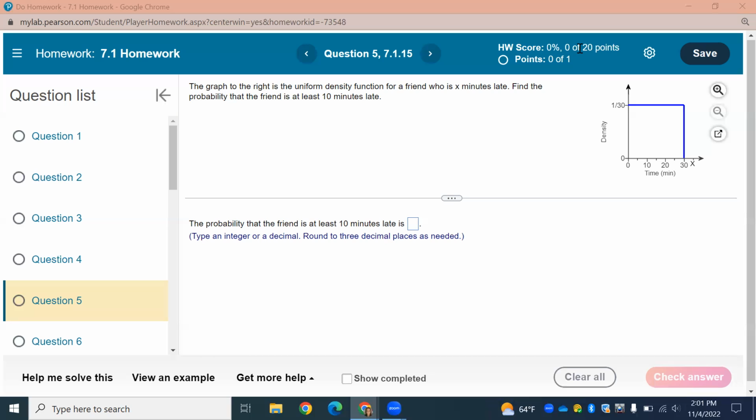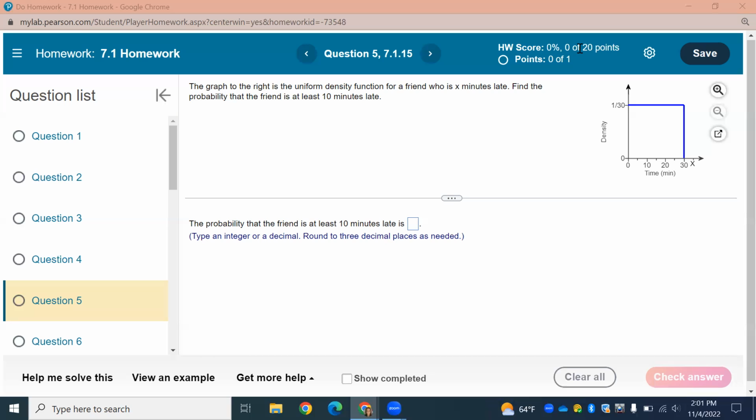Instead of adding up the heights of the bars, we have to find the area underneath the curve, or in this problem, it's not a curve, it's like a rectangle. So this problem is a uniform distribution, which means that whatever the continuous variable is, there's an equally likely chance at any time in there, it has the same probability. So this was from 7.1, question number 5.